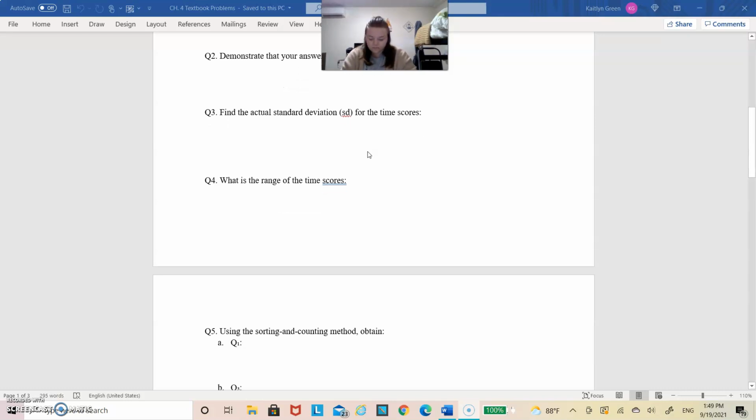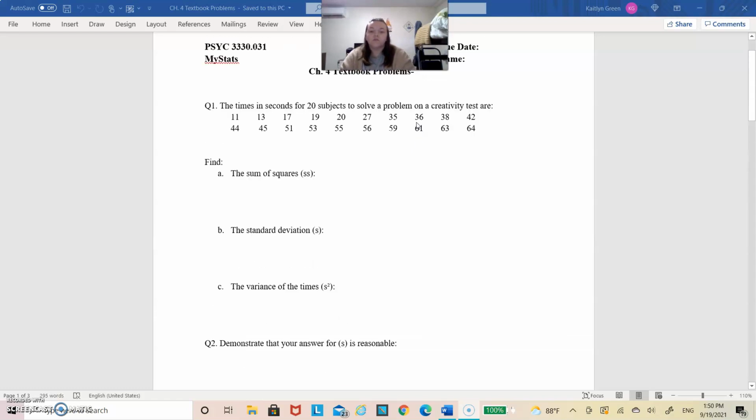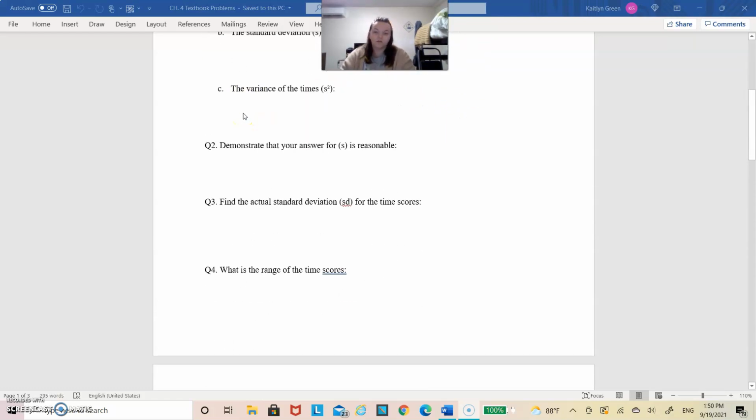And as you can see, that's very close to the other standard deviation that we got, 17.58, but it's just a little bit smaller. Then question 4 is asking what is the range of the time scores, which the range is one of the easiest measurements to do, but is one of the most unreliable, kind of like the mode is. So I did the range equation, which is the x max minus the x min. So I took 64, as you can see for the max, minus 11, and then I got 53.